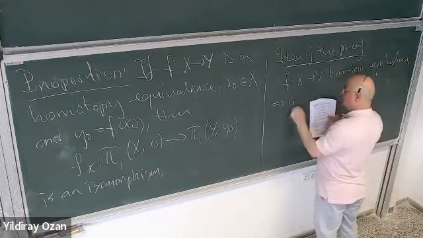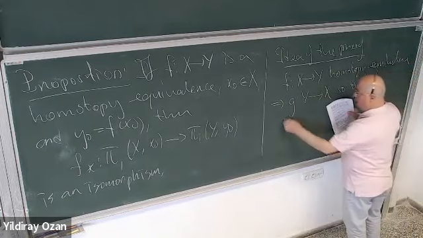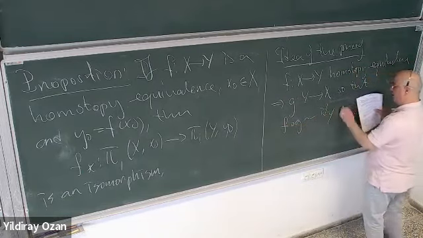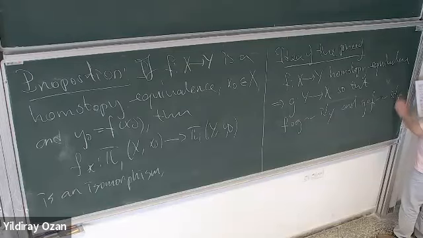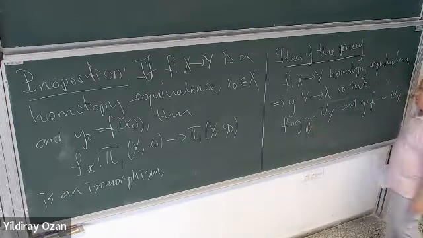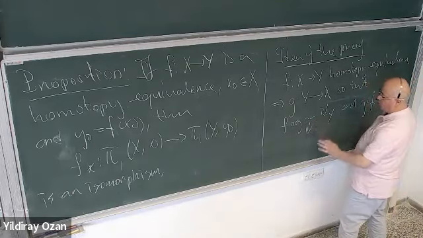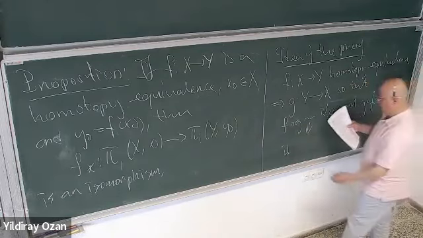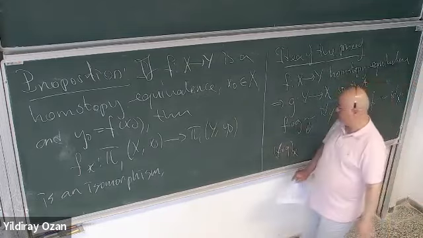There exists a G from Y to X so that F composition G is homotopic to the identity of Y and G composition F is homotopic to the identity of X. Then this homotopy will induce, since these maps are homotopic, okay, so this will induce F composition G star on the fundamental group, right?